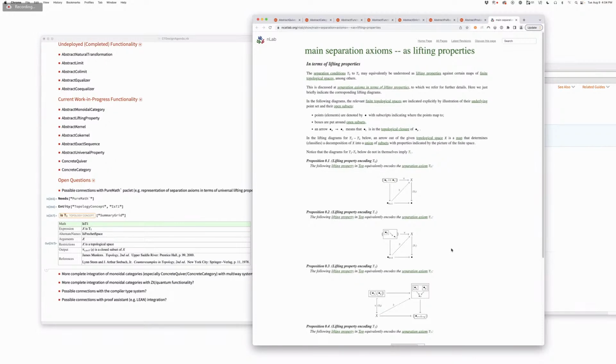And so one possibility is that we might be able to automate some of the kinds of deductions that right now are more or less baked into, more or less hard coded into the pure math packlet. We may be able to automate more of them, or at least that would be the optimistic hope, if we were to encode more of the assumptions in this category theoretic way.